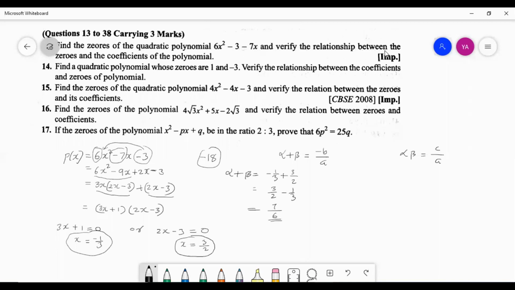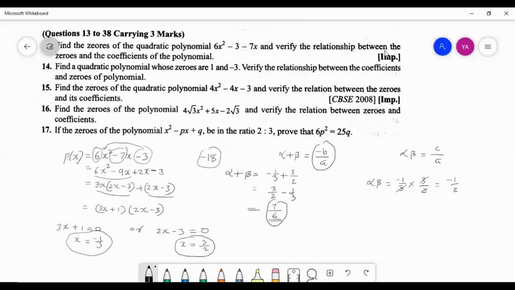7 by 6. And alpha into beta: if you find out alpha into beta, what will come? Minus 1 by 3 into 3 by 2 will come. You can cancel the 3s. So the balance is minus 1 by 2. This is c by a. Now compare with minus b by a. Are these two the same? Minus b by a, is that also 7 by 6?